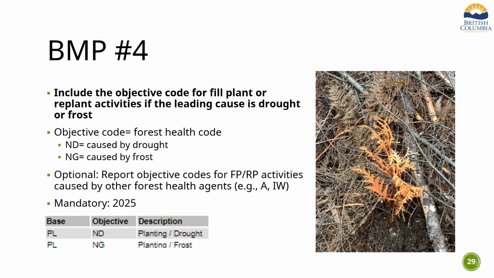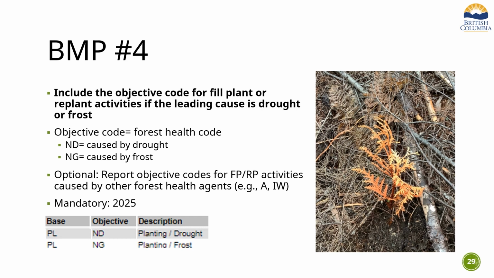This will remain optional. Now, as a warning, the objective code list isn't as comprehensive as the Forest Health Code list, so you may have to use A for animal instead of AE for elk, or IW for insect weevil versus IWC for conifer seedling weevil.